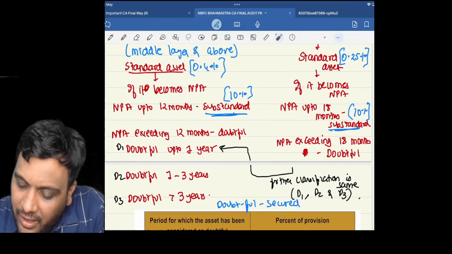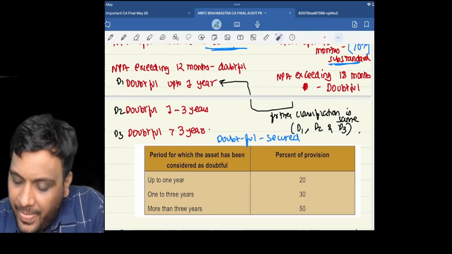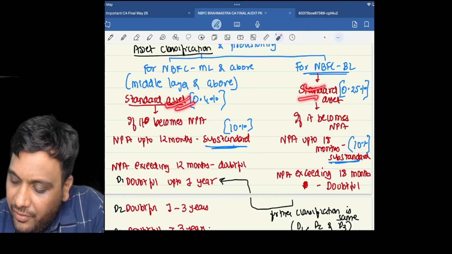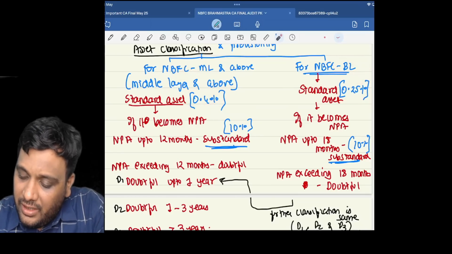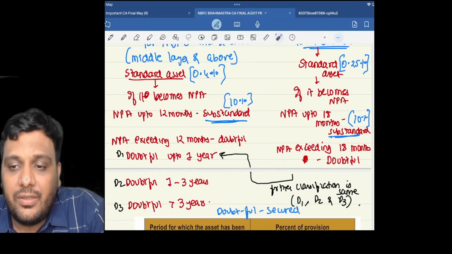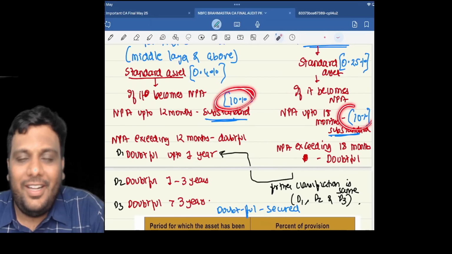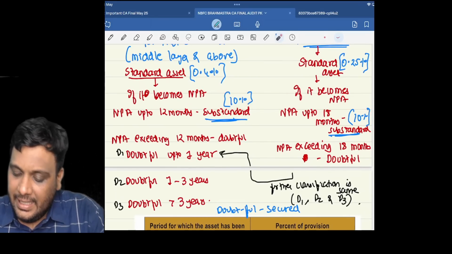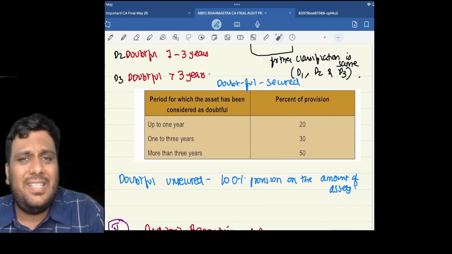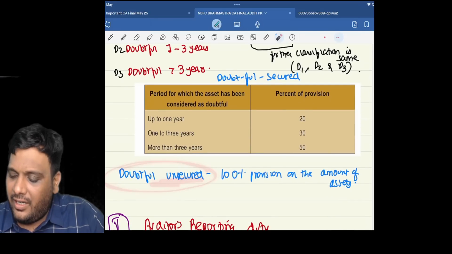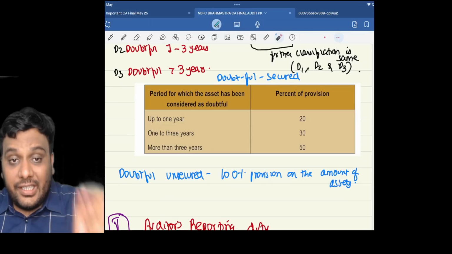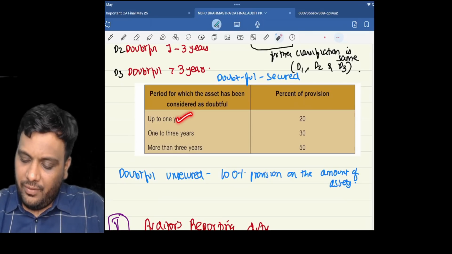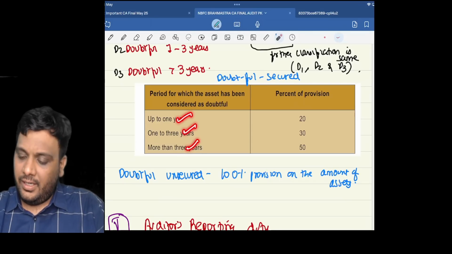Relax. Standard asset percentage provisioning is different. For middle layer, it is 0.4%. For base layer, it is 0.25%. However, for substandard, it is 10% over here. Not an issue at all. Doubtful, unsecured: no matter whichever NBFC it is, just write 100% provision on the amount of assets. However, if you get doubtful, secured, then D1, D2, D3, 20, 30, 50.